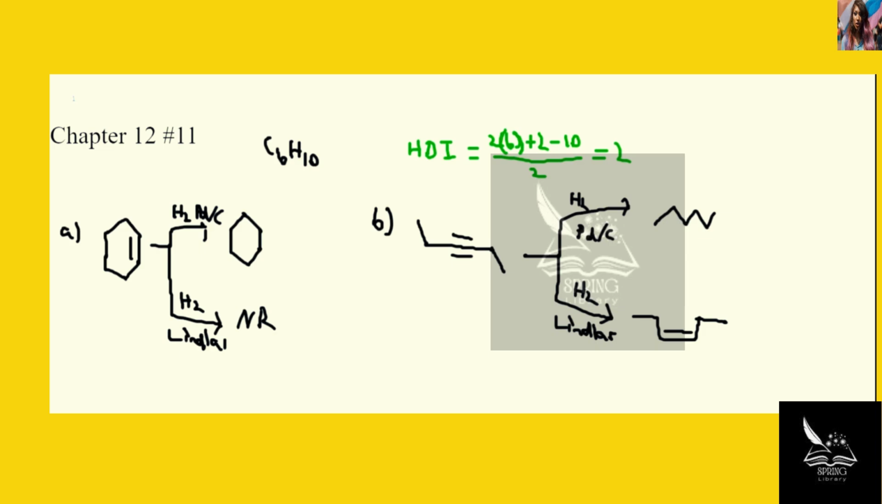And so that's the way to approach this problem. I think whenever you're given a formula and asked to do something with it and you don't really have much other information, I always think that the hydrogen deficiency index is a good place to start. And so when we do that here, that tells us a little bit more about what we need to do in terms of the structures that we're trying to draw. And then from there, it's just kind of using what we know about these catalysts to get to the final answers. And that's the answer to Chapter 12, problem number 11.